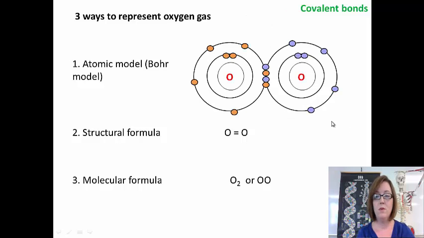And now another example with oxygen gas. Here's the atomic model or the Bohr model. Right? Here's the structural formula for oxygen gas. The 2 lines here between the 2 oxygens tell us that this is a double covalent bond between 2 oxygens. And there are different ways we can write the molecular formula. We can do the O sub 2 or 2 O's together. More often than that, it's the O sub 2.